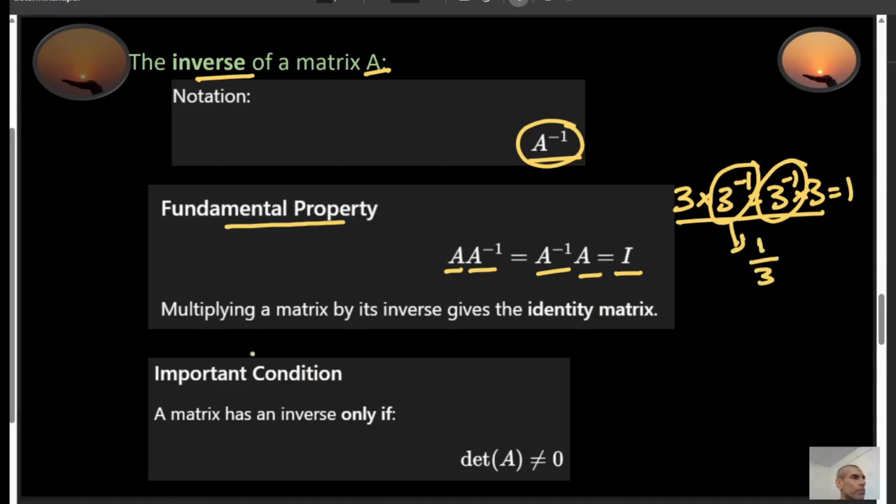Now, one of the important conditions to find an inverse is that a matrix has an inverse if and only if its determinant A is not equal to 0. If the determinant of that matrix is 0, you cannot find the inverse.